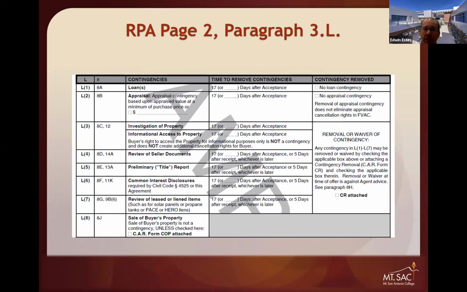Now, I like this paragraph. You'll notice that L is going to relate to paragraph 8 later on, but I'm going to spend most of my time here talking about paragraph 3L, and that will speed us up when we get later in the contract. So the loan, time to remove the contingency, 17 days. Currently, it's 21 days, right?